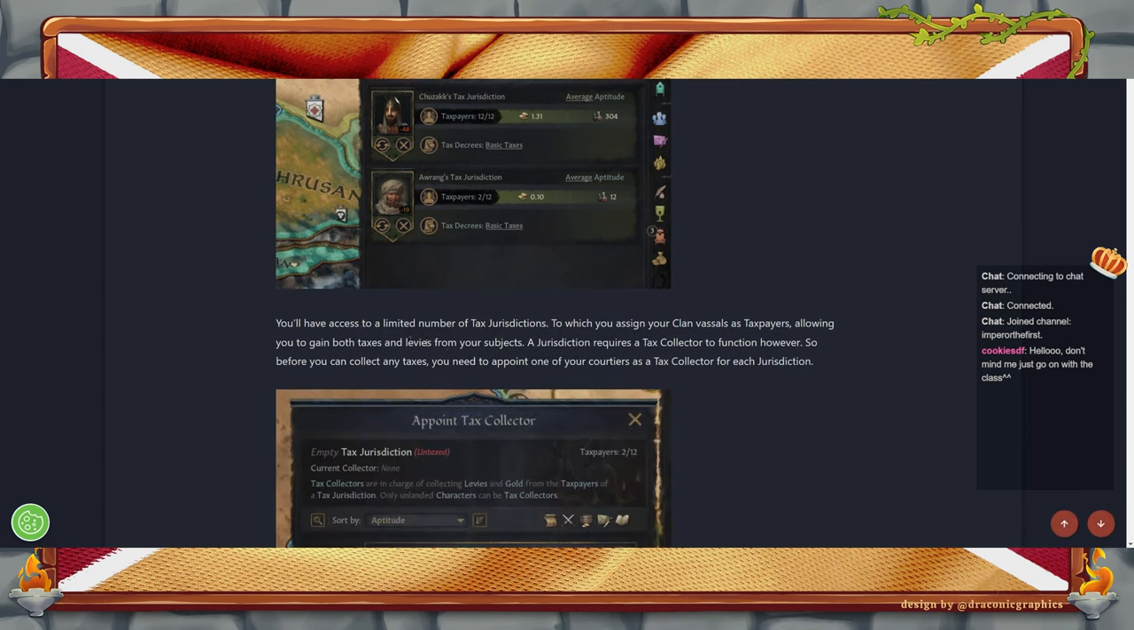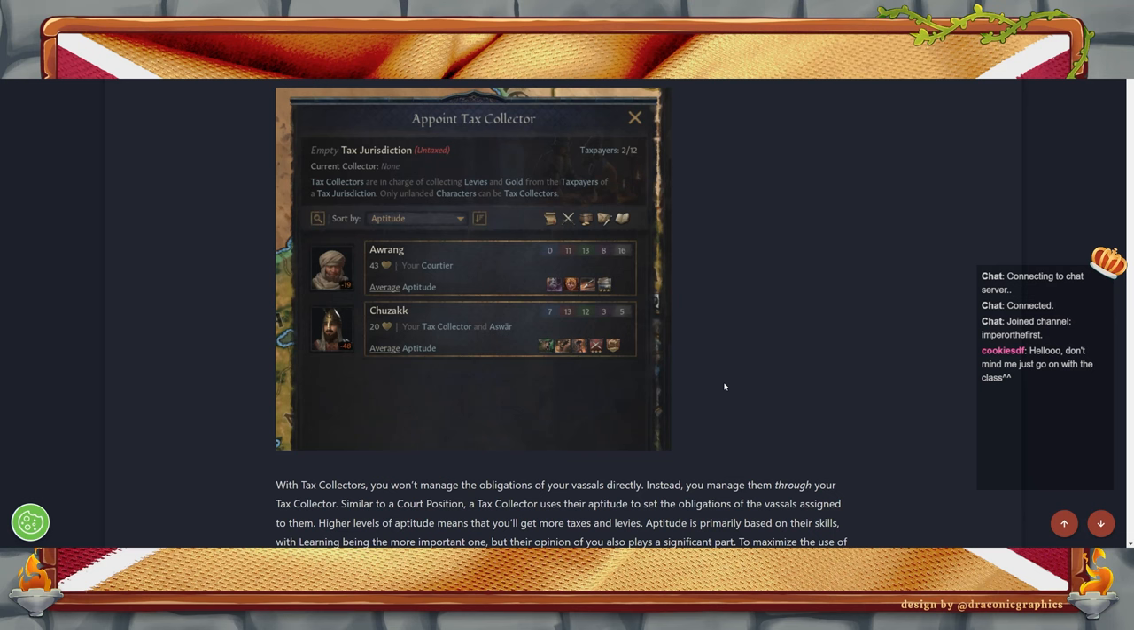But let's see. You'll have access to a limited number of tax jurisdictions to which you assign your clan vassals as taxpayers. Allowing you to gain both taxes and levies from your subjects. A jurisdiction requires a tax collector to function, however, so before you can collect any taxes, you need to appoint one of your courtiers as a tax collector for each jurisdiction.